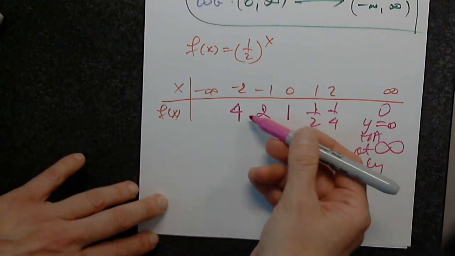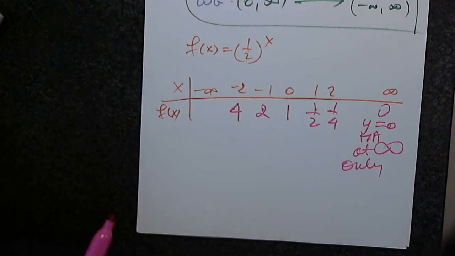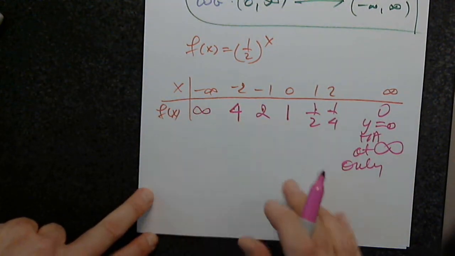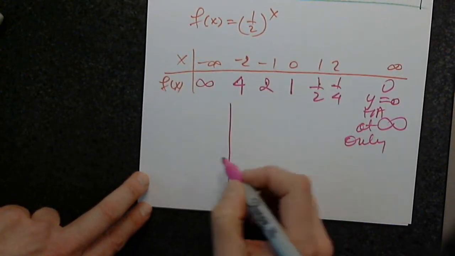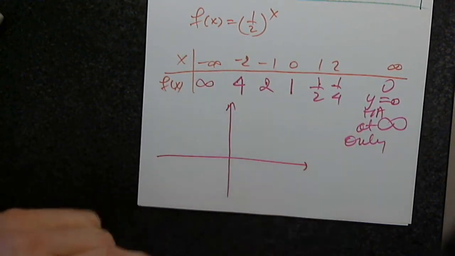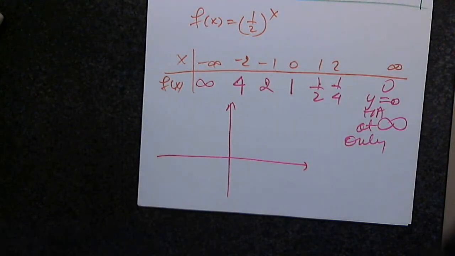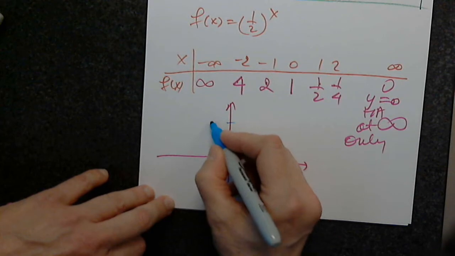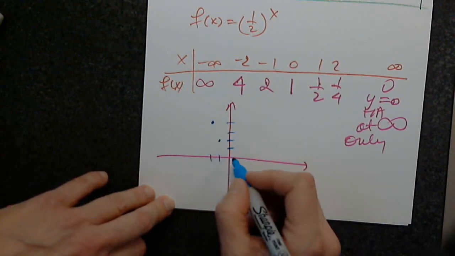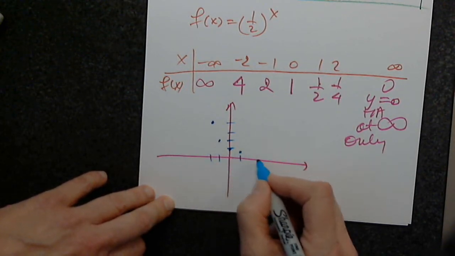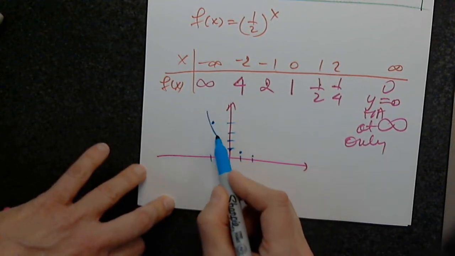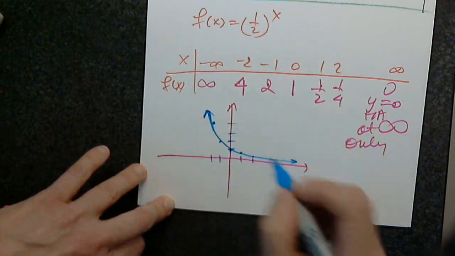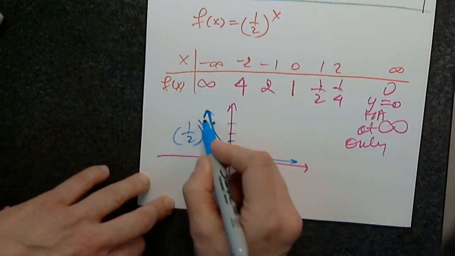So y equals 0, horizontal asymptote at infinity only. Let's go this way. 1, 2, 4, 8, 16, 32. Excellent. Let's plot these points. -2, 4. -1, 2, 0, 1, 1, 1/2, and so on and so forth. I missed this point a little bit. Sorry about that. So 1/2 to the x power.